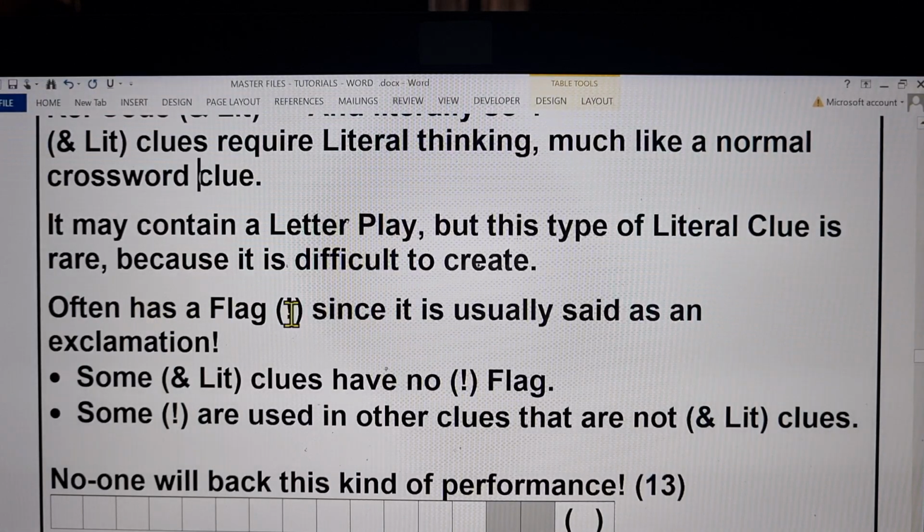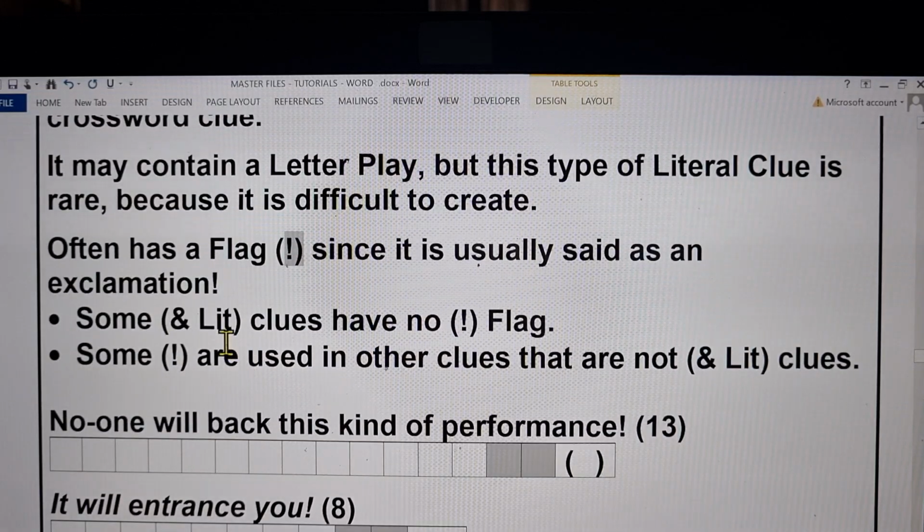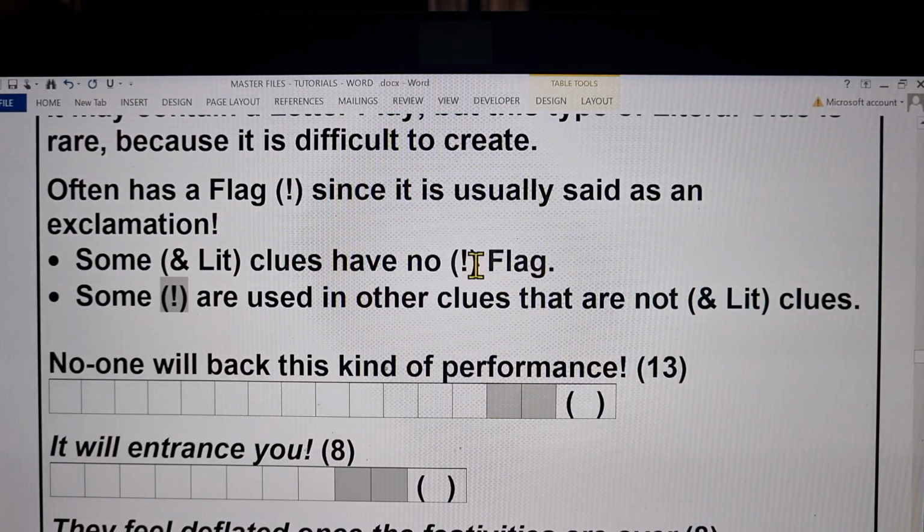Now, it often has a flag, an exclamation mark, because this clue is usually said as an exclamation, like, oh, wacko, literal clue. Now, some 'and lit' clues don't have that exclamation mark flag, so sometimes you have to just pick them anyway. Another word of warning, you will see some exclamation marks which are not referring to 'and lit' clues. So it's open slather. But very often they will have one.